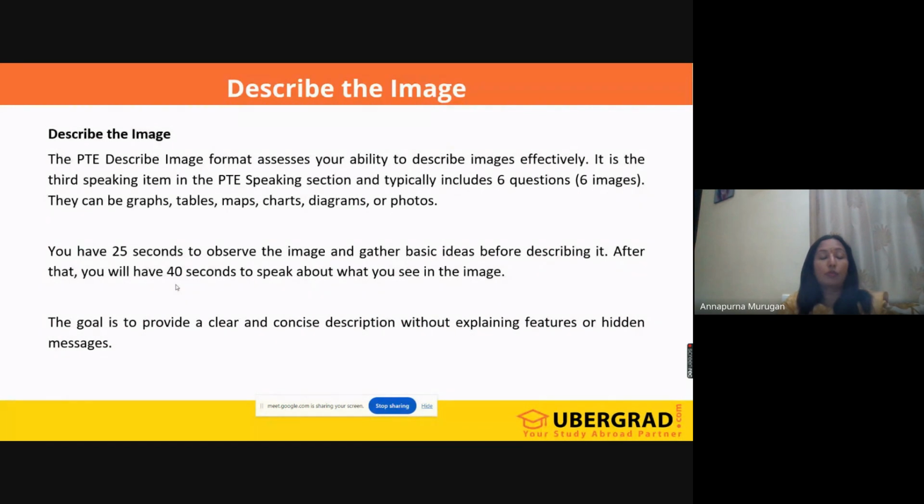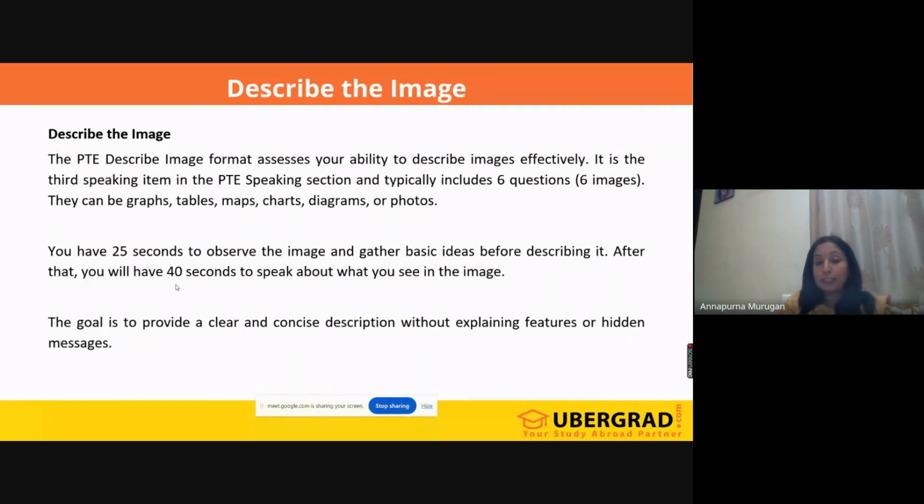And what kind of images are we going to have? We have graphs, tables, maps, charts, diagrams, or photos. It could be photos, maps, diagrams, flow charts, or pie charts. All of these things will be there. Now you will be wondering, how can I describe an image, because the image will be filled with numbers and all of these things? No worries, guys, because it's just 40 seconds.